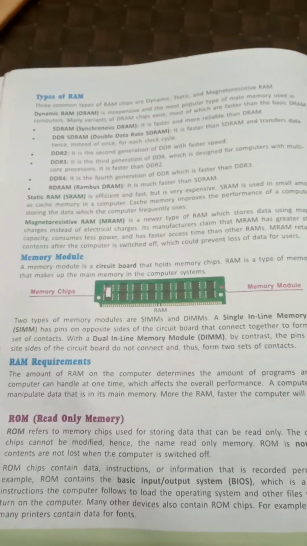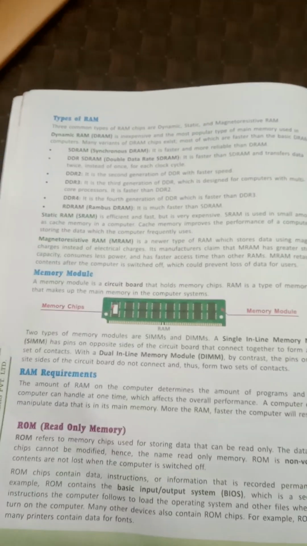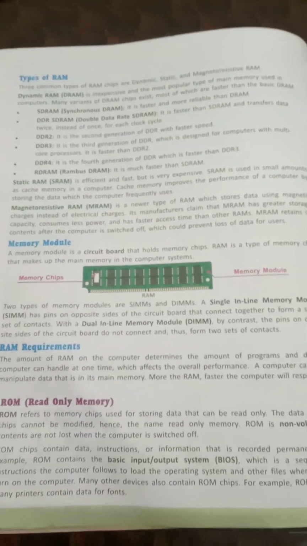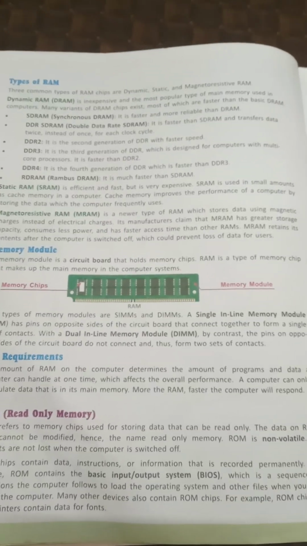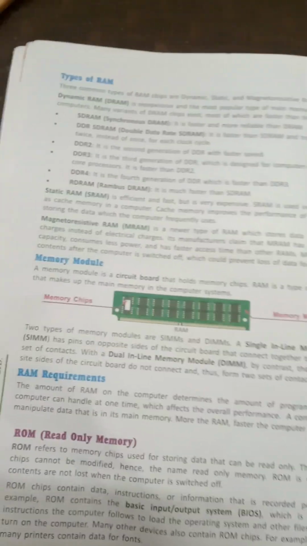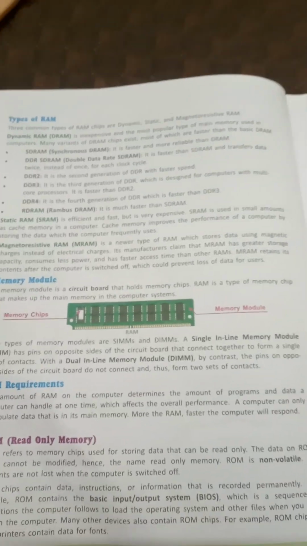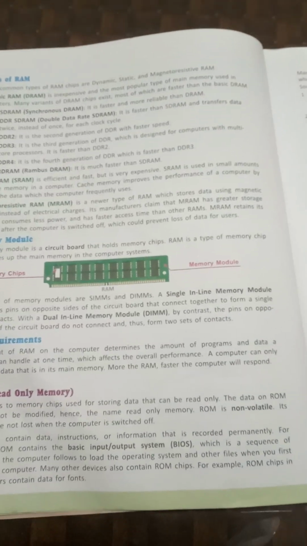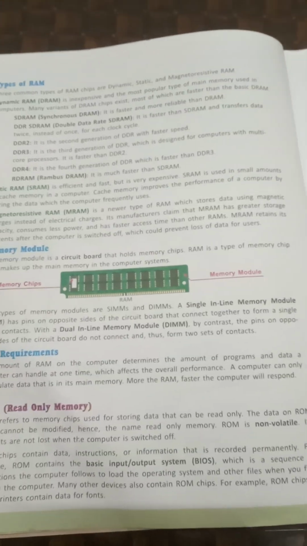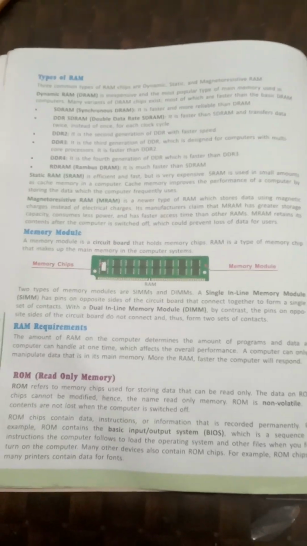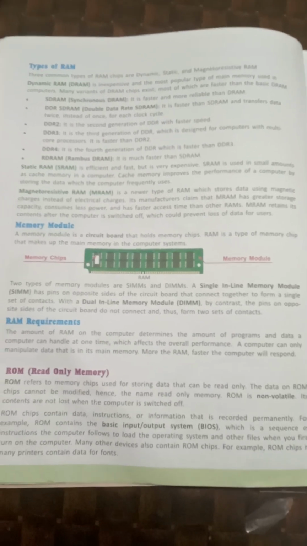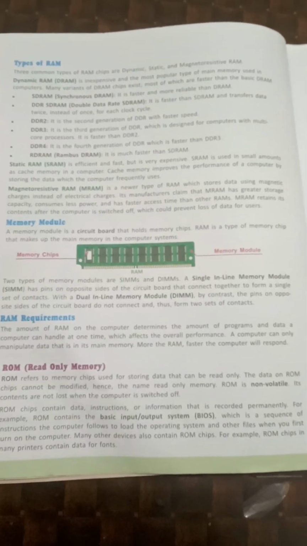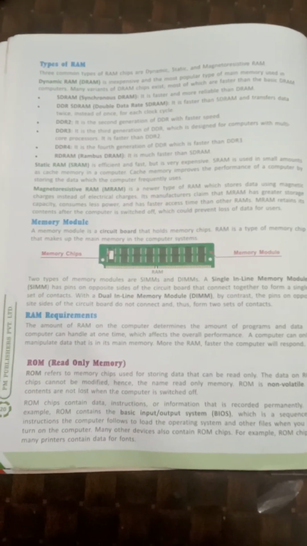RDRAM, Rambus RAM, is much faster than SRAM. Static RAM (SRAM) is efficient and fast but is very expensive. SRAM is used in small amounts as cache memory. In a computer, cache memory improves performance by storing the data which the computer frequently uses.